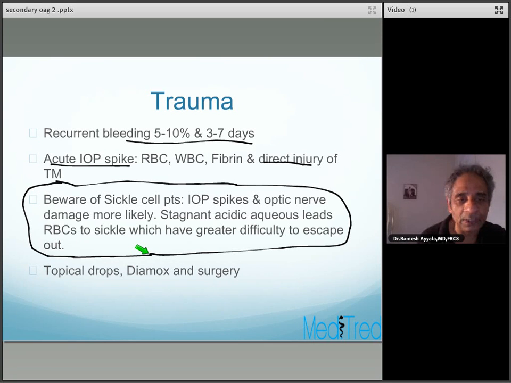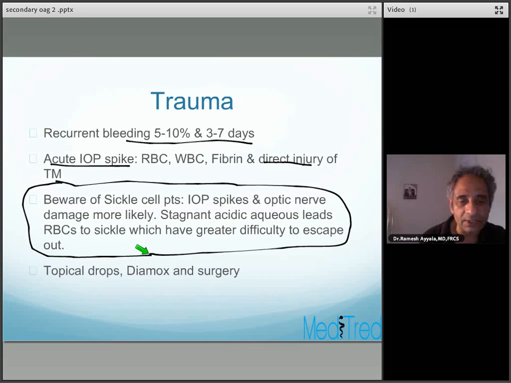So beware of the sickle cell patient. The reason being, IOP spikes and optic nerve damage are more likely to happen in this patient population following traumatic hyphema. And the reason for that is the stagnant acidic aqueous causes RBCs to sickle, which have greater difficulty escaping out of the trabecular meshwork, leading to pressure spike. So if you have a patient with sickle cell and the patient has a hyphema, you've got to control the intraocular pressure aggressively, and should have a short fuse to take the patient back to the operating room to drain the blood out of the eye if you are not able to control the intraocular pressure with medications.